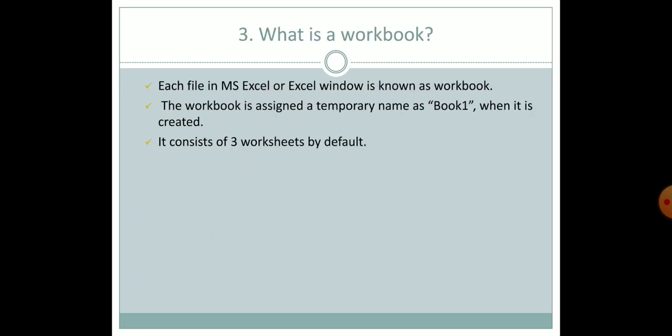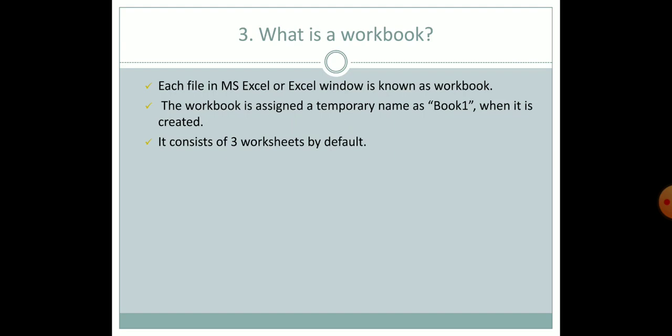Then what is a workbook? Each file in MS Excel is known as a workbook. Okay, each file. Now, this workbook is assigned a temporary name. Initially, we can rename it according to our use. You can name it whatever you want to, but initially, when you create it, it will be given the name Book1. Then it will have 3 worksheets by default.